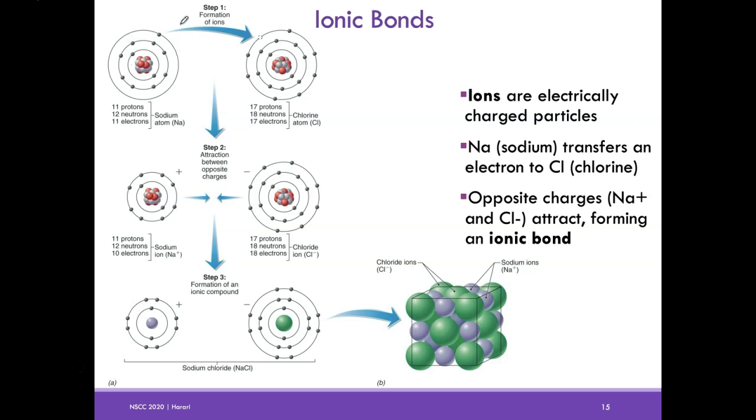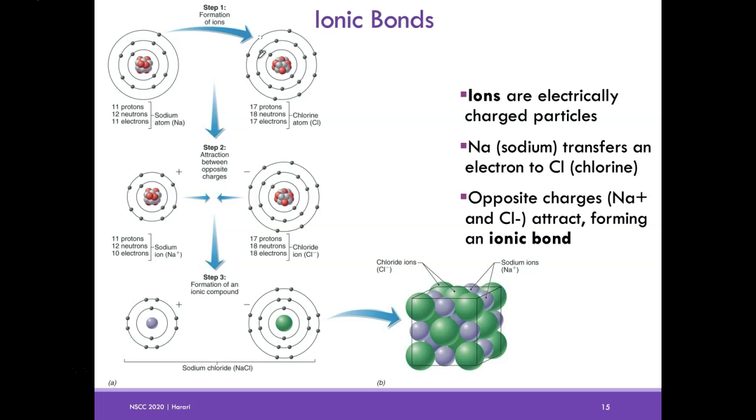So here we have an atom of sodium. It has 11 protons and 12 neutrons in its nucleus. Since it has 11 protons, we know it has to have 11 electrons. We start by putting 2 in the first shell. The second shell has 8 electrons. And of course, we're left with 1 remaining electron on the outermost shell.